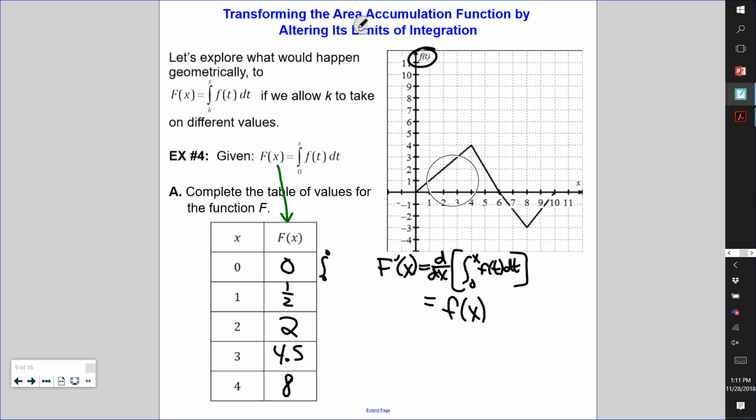So I'm going to erase this because we're going to use this graph again, okay? But that's what I'm trying to let you see. Okay, let's go ahead and answer some more questions. So B says, what is the domain of capital F?